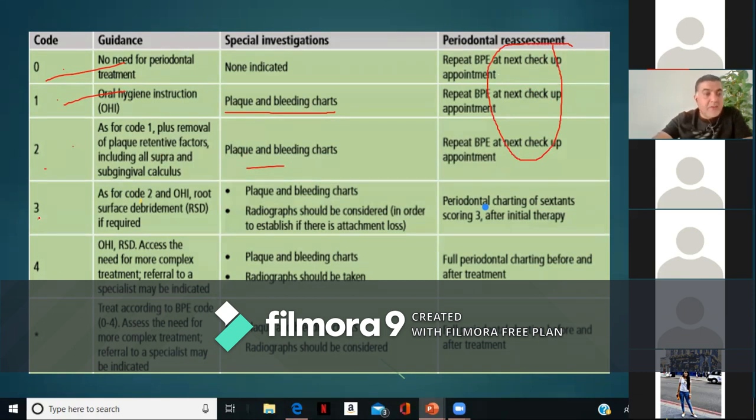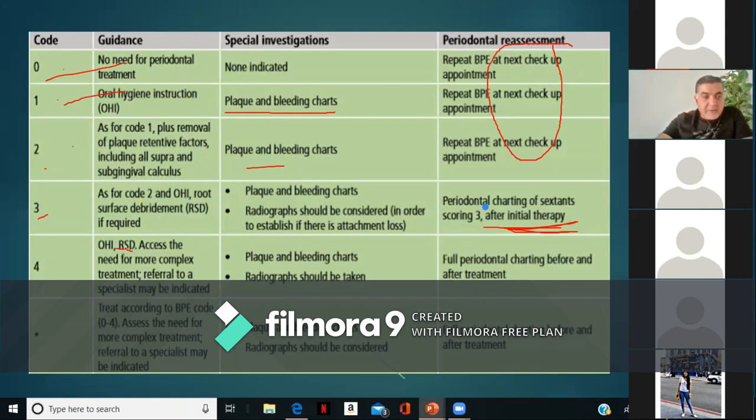Now, code 3, the patient has a partially disappearing probe. As we said here, periodontal charting of 6-point is done after initial therapy. Now it's clear why it is after the initial therapy for you, because for code 3, we can try at the general dental practitioner level. Then if that doesn't work, we can refer as a code 4.